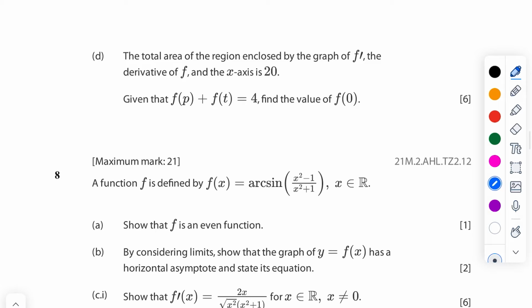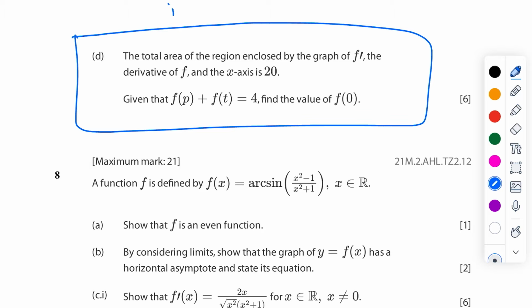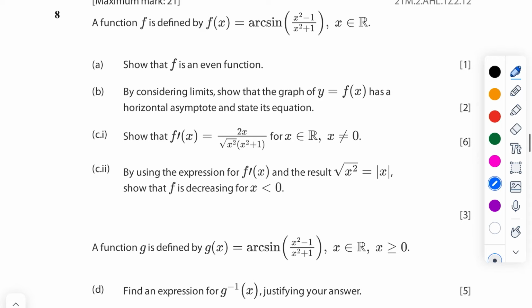Find the total area of the region enclosed by the graph. The total area of the region enclosed by the graph of f prime, the derivative of f, and the x-axis is 20. Given that f of p plus f of t equals 4, find the value of f of 0. Now this is again from the integration concept. When we are doing the integration topic, we will continue with this question. So this video is exclusively based upon differentiation.